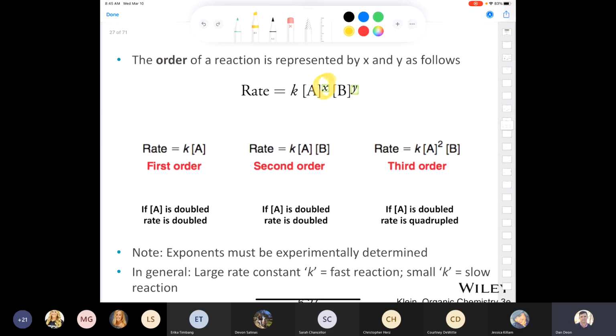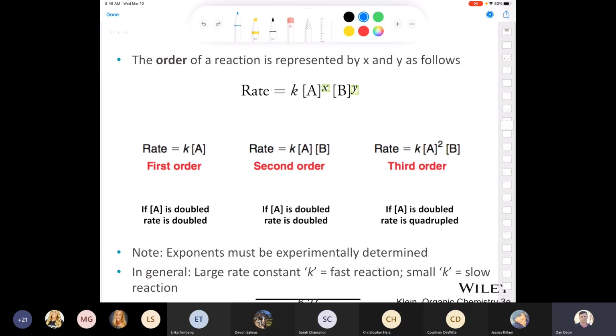We're not going to go over that at all, okay? You should know, though, if you have a first order reaction like this one, what's going to happen if I increase the concentration of A by a factor of 2? Well, it's going to cause the rate to go up by a factor of 2, okay? Because it's first order, right? The exponent there is a 1.